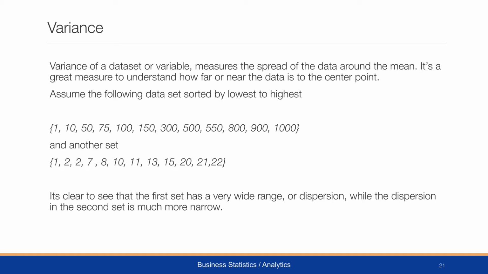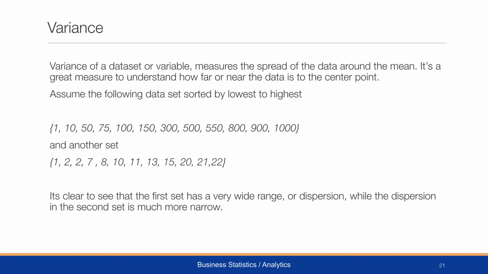The variance is going to be the measure that we use to measure the spread. It's going to be the value that tells us about the spread around the mean. And it is really a great measure of how far or near data is to a center point. It is the most fundamental metric or statistic in statistics. It is the most critical concept in terms of understanding, because all of the techniques we do will focus on this variance.